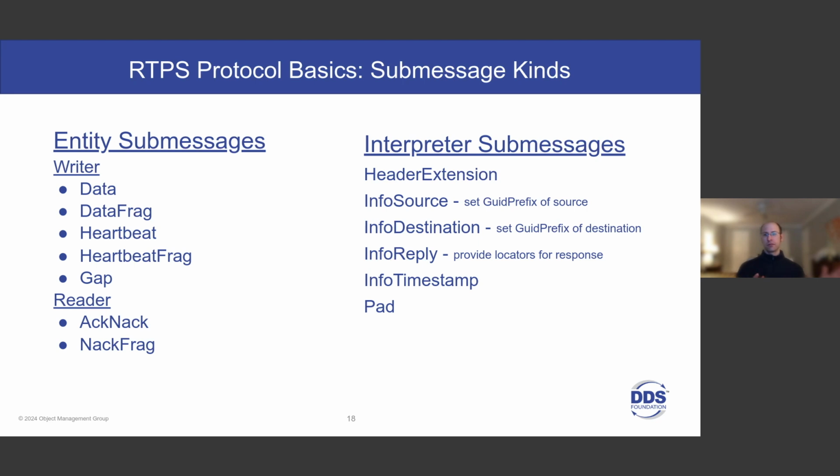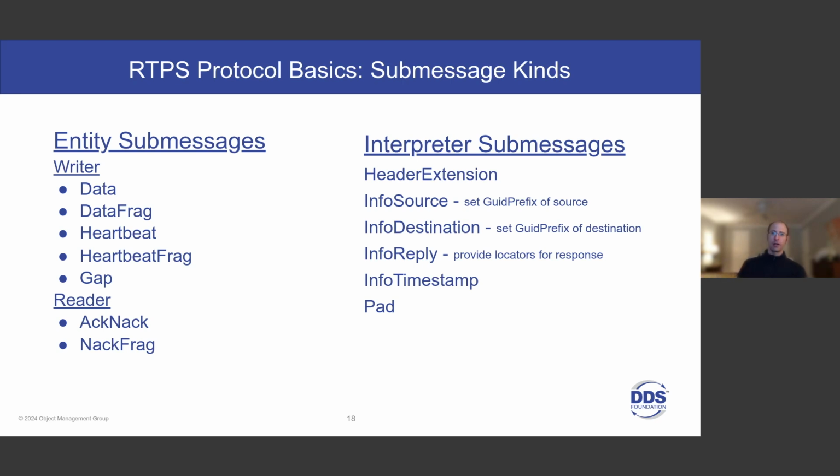From there, the remainder part is the submessages, and this is really where the work of RTPS gets done in terms of moving data from a data writer to a data reader. So the spec breaks down the set of submessages into two groups, really. There's entity submessages, which are submessages originating from a writer or reader for the purpose of writing and reading. And then there's interpreter submessages, which provide additional metadata and create some additional opportunities in the protocol. I'll talk about the interpreter submessages first.